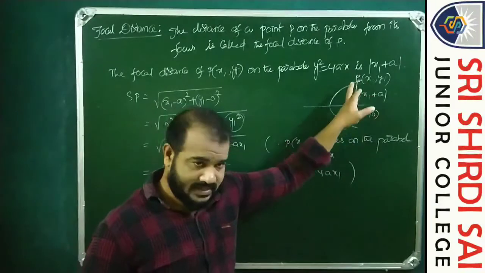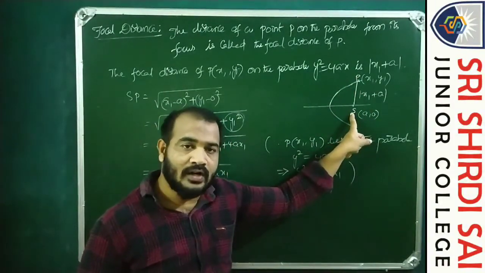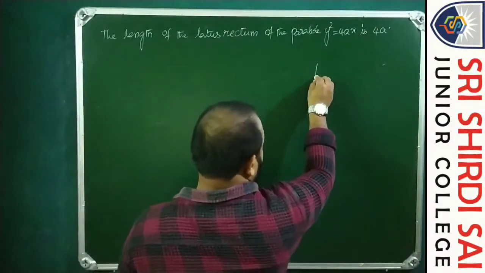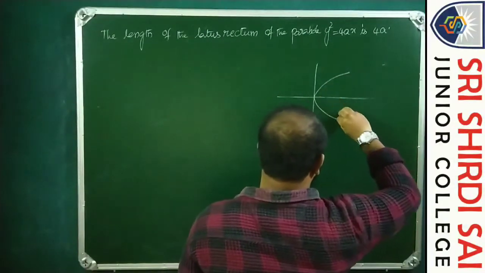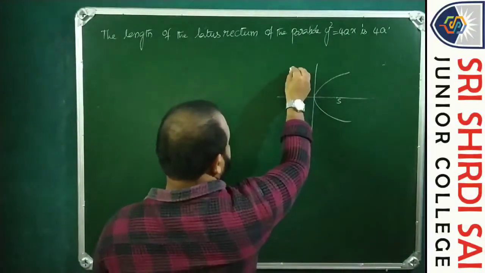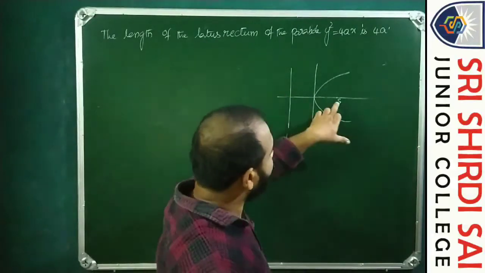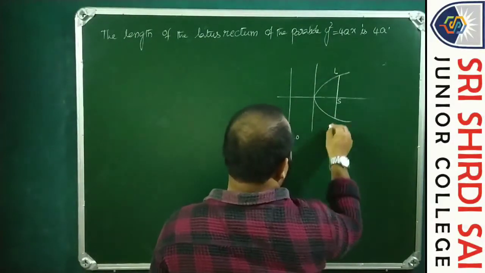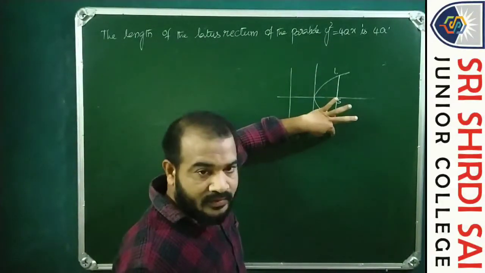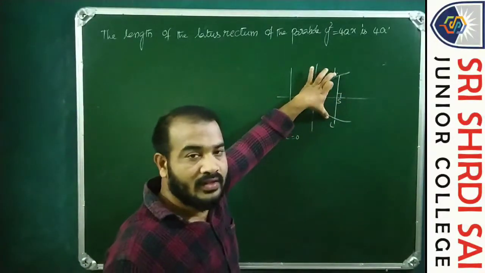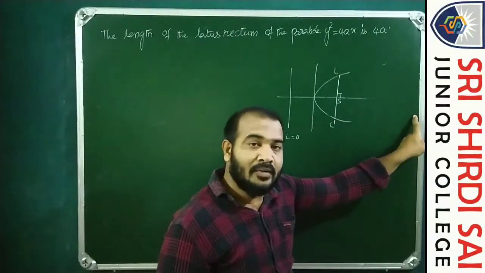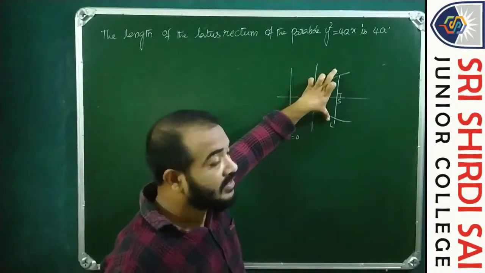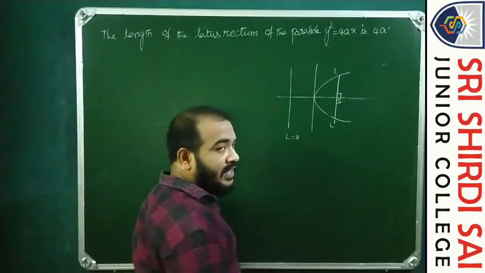The length of the focal distance of P from the fixed point is called the focal distance. Now the length of the latus rectum of the parabola y square equals 4ax is 4a. So this is our parabola and this is the focus. This is the directrix, L equals 0, fixed line, fixed point focus, and this L, L dash is what? It is a chord. This chord is passing through the focus, focal chord, and this focal chord is perpendicular to the principal axis, double ordinate. So this focal chord is perpendicular to the axis, therefore it is a latus rectum. So let L, L dash be the ends of the latus rectum.